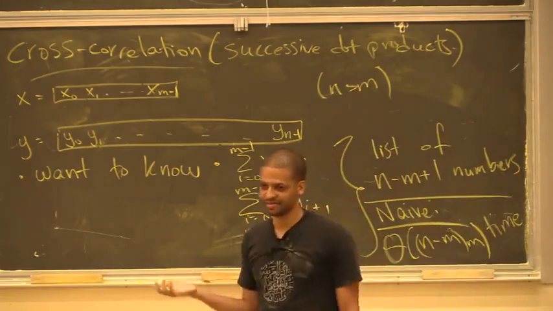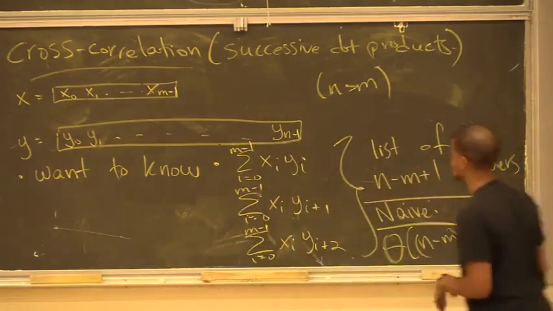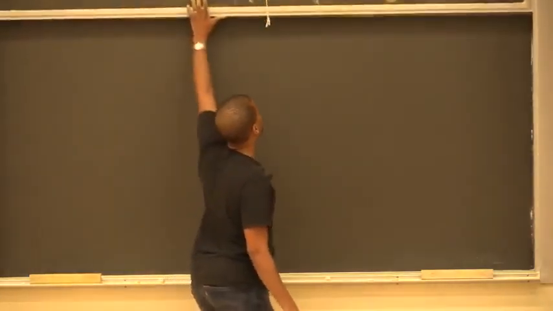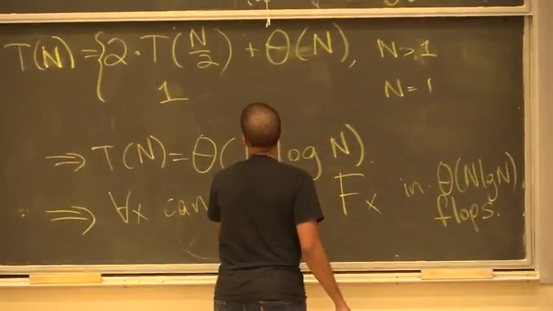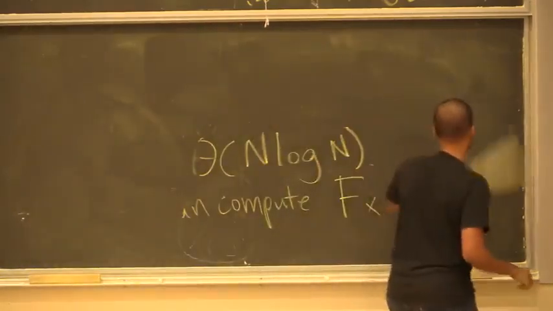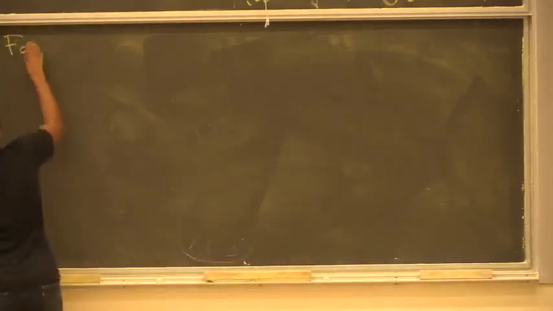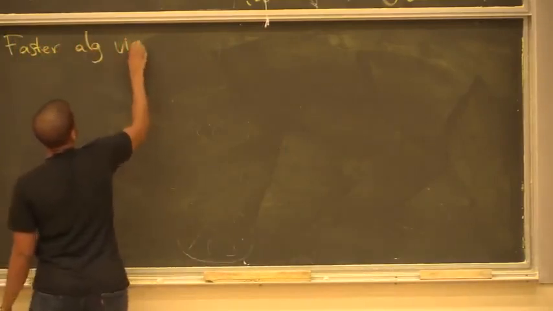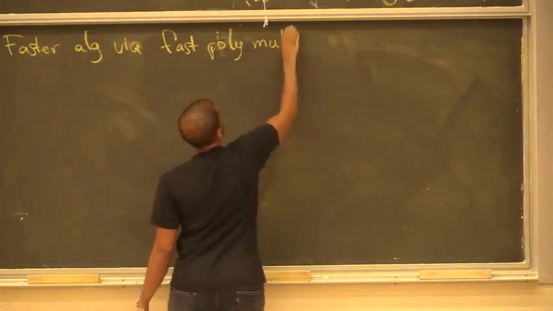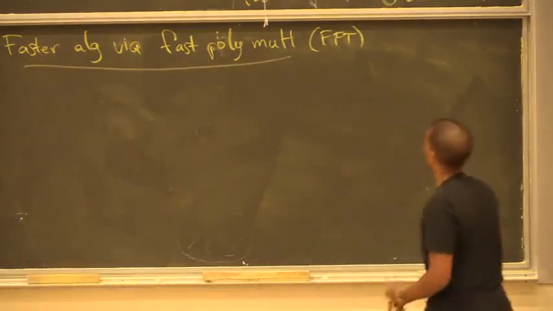So the question is, can I do better using the fast Fourier transform? Okay, as you probably guessed, and since I'm talking about it, that means the answer is probably yes. So, a faster algorithm via fast polynomial multiplication, which we just saw you can do using the FFT.